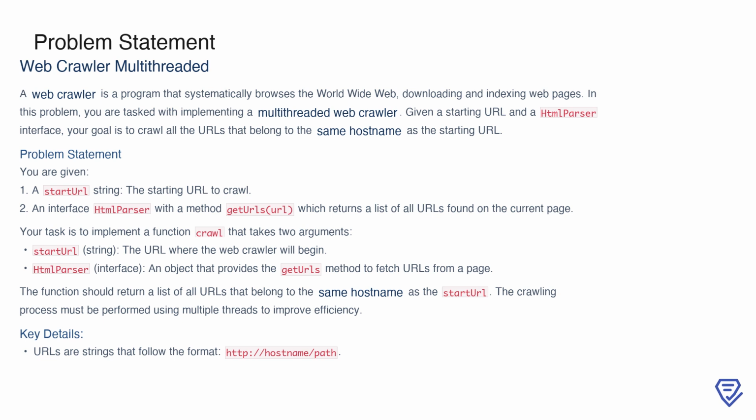To achieve this, you'll need to implement a function called crawl that takes two arguments, the start URL and the HTMLParser instance. The output should be a list of all URLs that share the same hostname as the starting URL. URLs follow the standard format of http://hostname/path, and the function should ensure that the crawling is efficient and thread-safe.